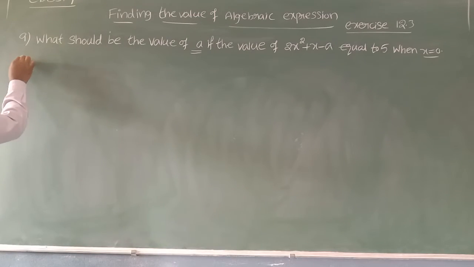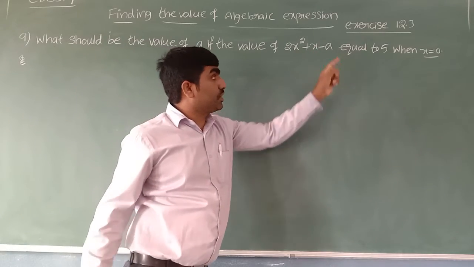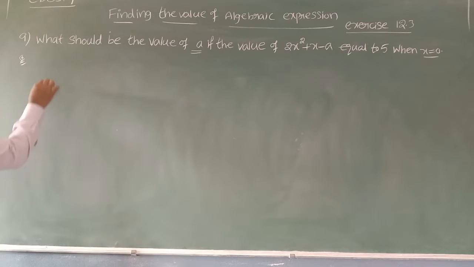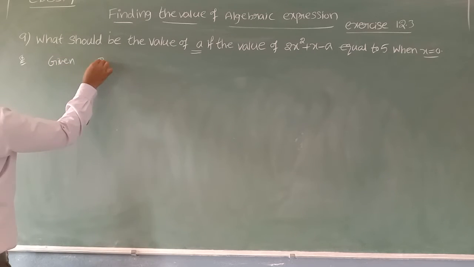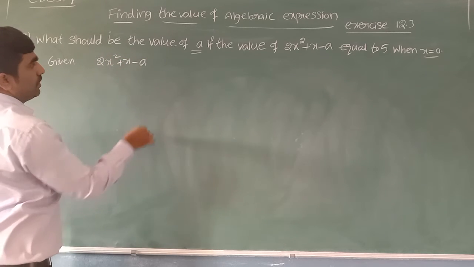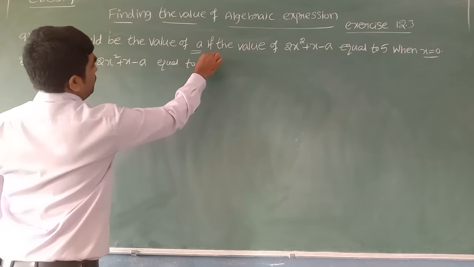We'll go for the solution now. They said here the value of this expression is equal to how much? 5. Yes. We'll take this part. Let me write. Given: 2x square plus x minus a equals 5.